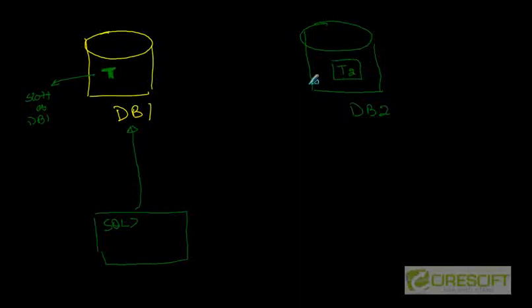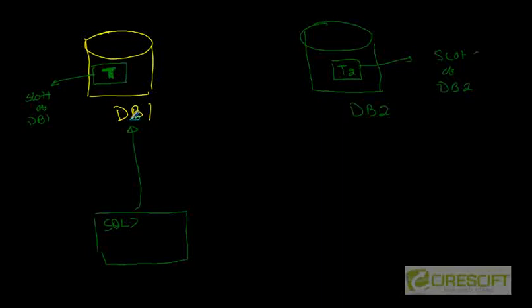Again, I have another Scott user in db2, on database two, and this is the Scott of database two. So this is the scenario we are discussing. Now we are connected to database one, and whenever we do select star from T, we get the data in the table T that we have in database one.